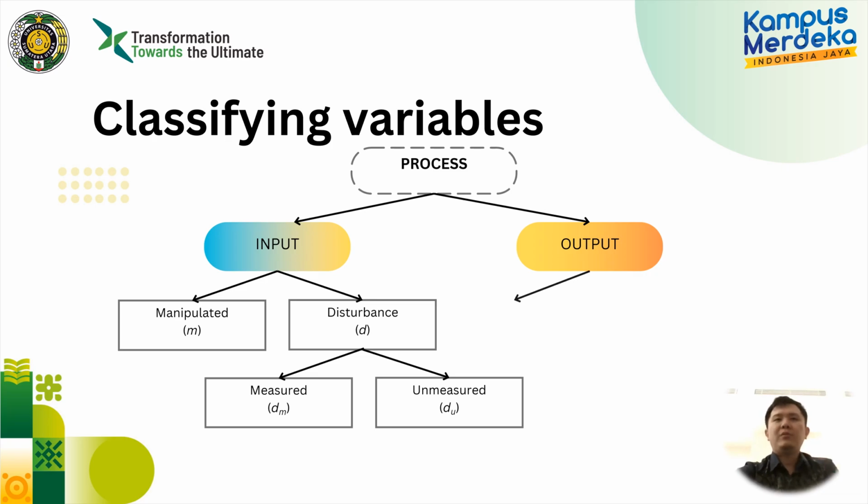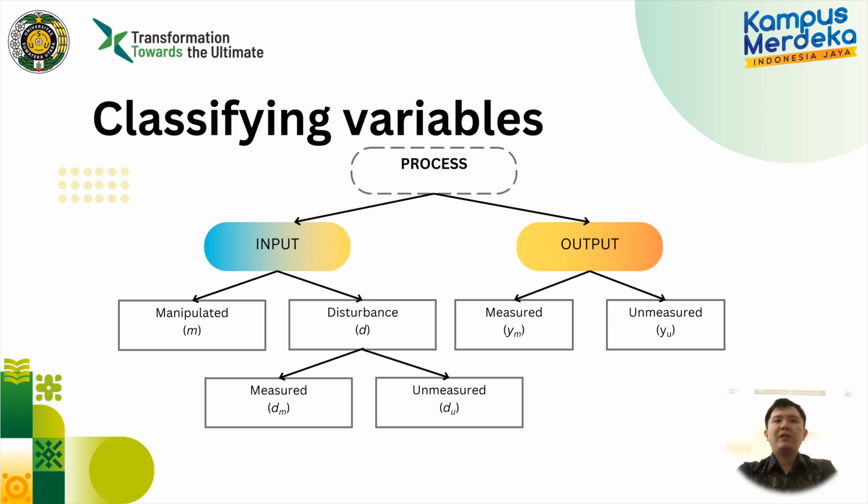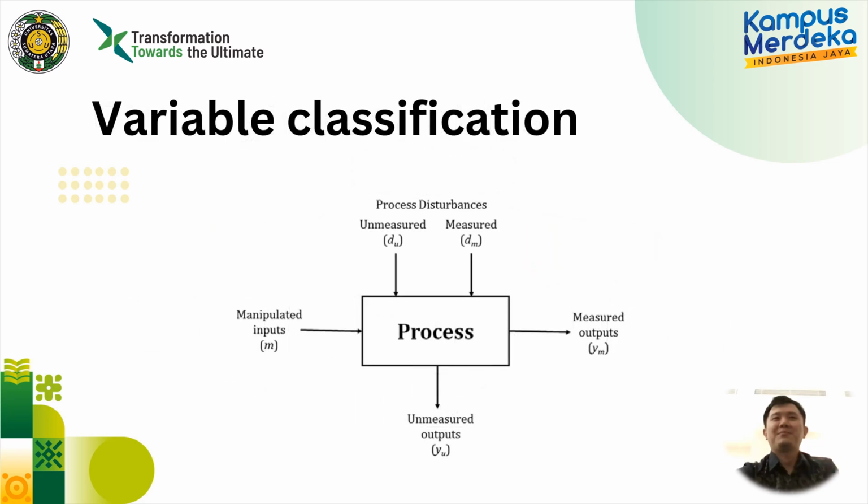The output variables, also referred to as control variables, are generally associated with the control objectives. They are measured outputs, which are directly measured, and unmeasured outputs, which are not or cannot be measured directly. Here is the diagram showing overall classification of process variables.